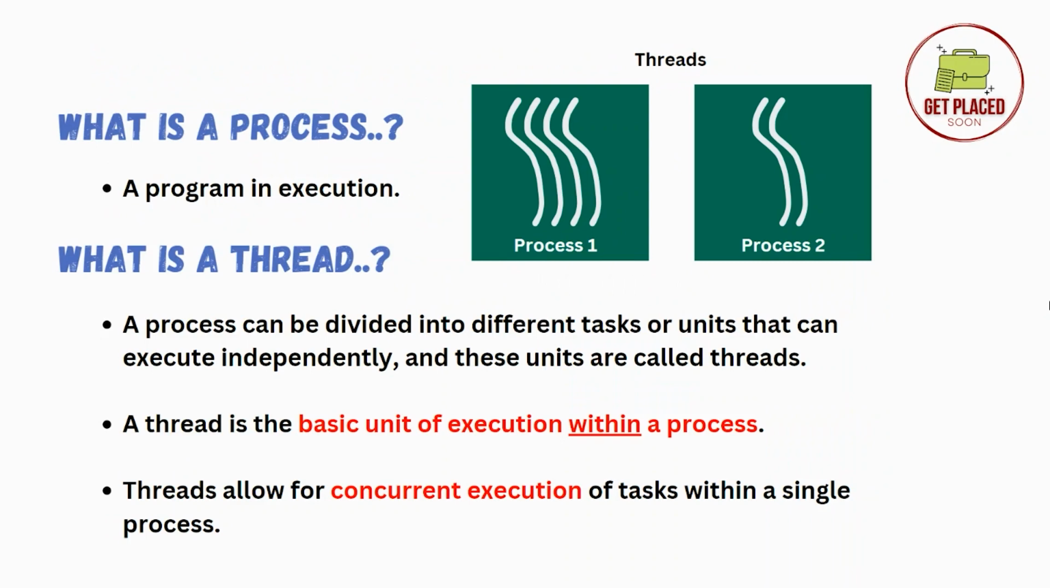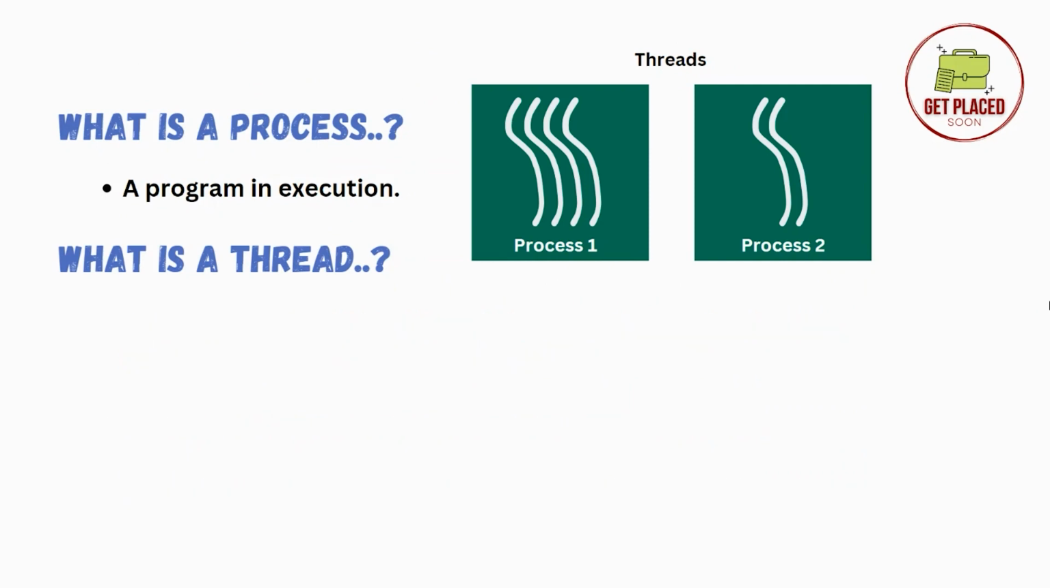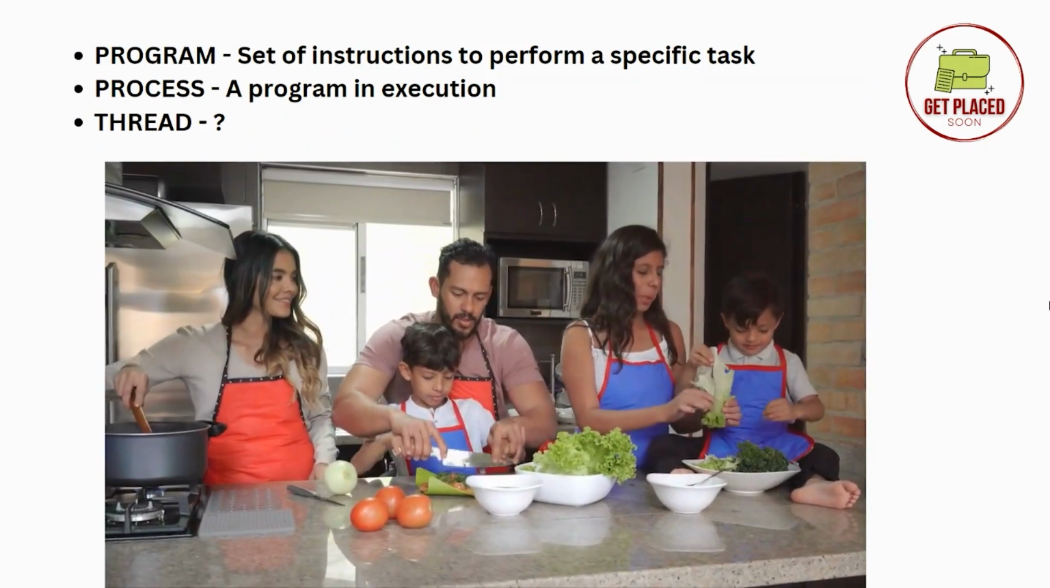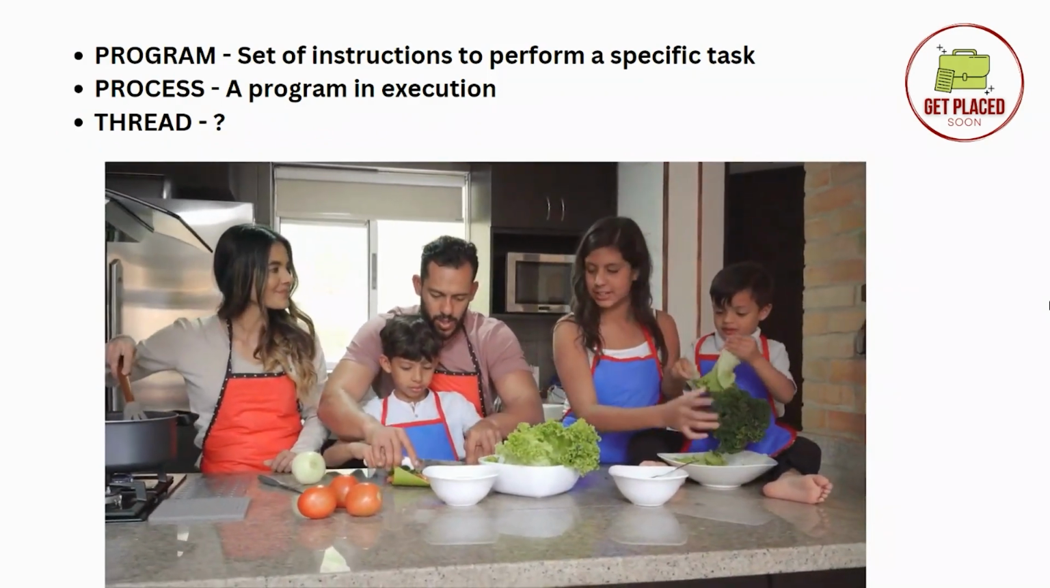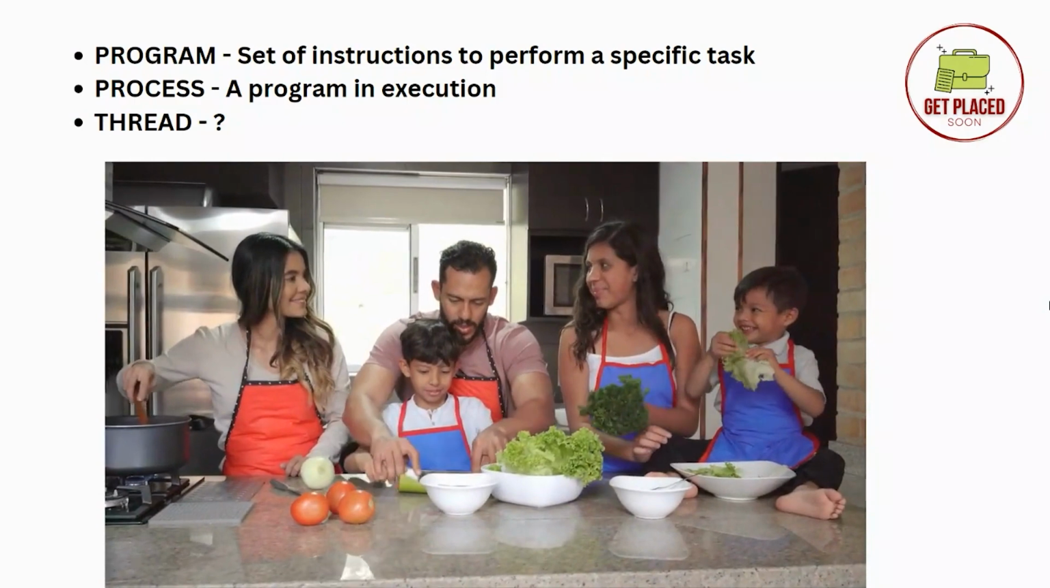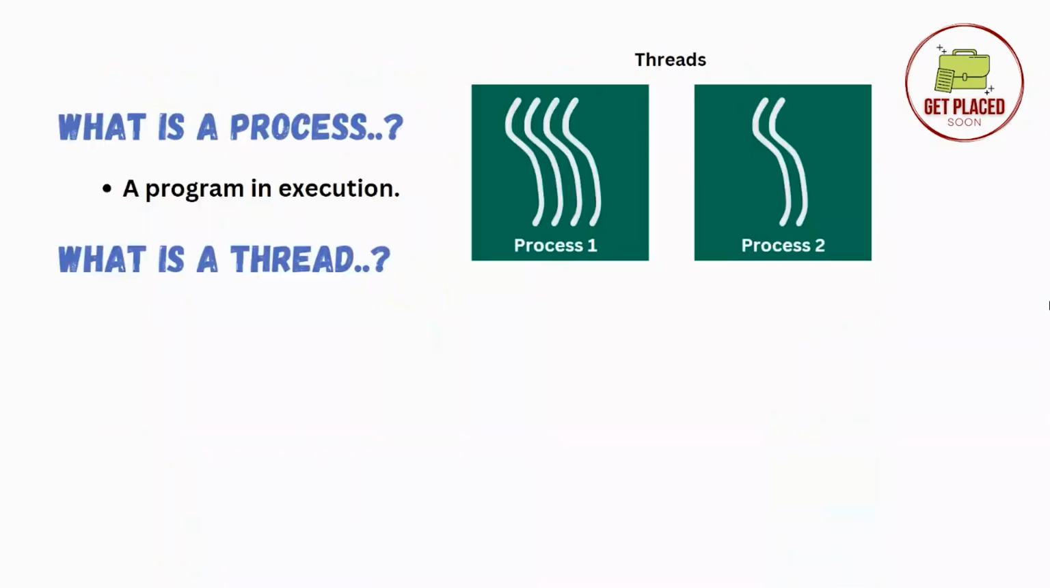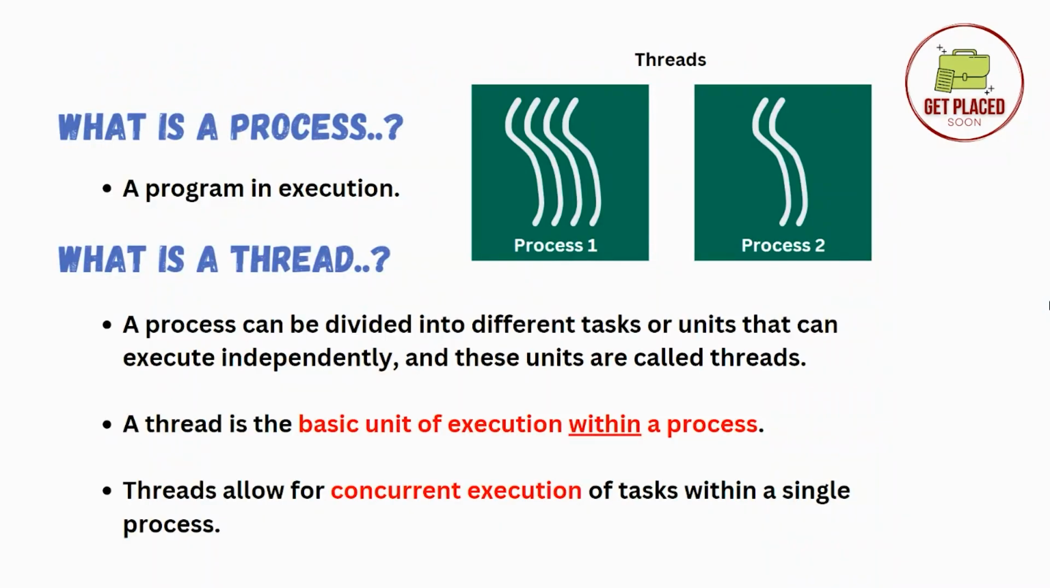A process can be divided into different small tasks that execute independently. These units are called threads. Here in the cooking example, you can see chopping is a small task, peeling is another task, stirring is another task. Together they are independently working, right? Here you can see a process is divided into different tasks that execute independently. Now also you can say a thread is a basic unit of execution within a process. This is one more definition.